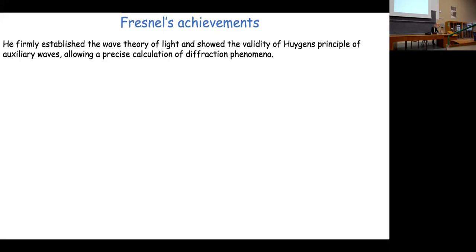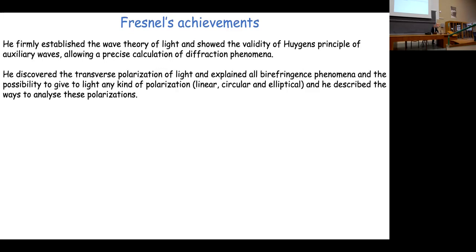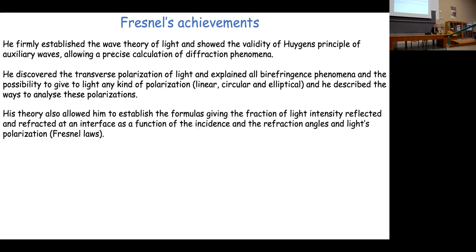So with Huygens, it was a kind of semi-qualitative approach, and with Young too, but Fresnel used it to make precise calculations. He discovered the transverse polarization of light. He explained all birefringence phenomena and the possibility to give to light any kind of polarization, linear, circular, or elliptical. And he described ways to analyze this polarization. And this is really what made people at the time of Fresnel believe in his theory, because people had tried many ways to explain this with a particle theory and were unable to give satisfactory explanations.